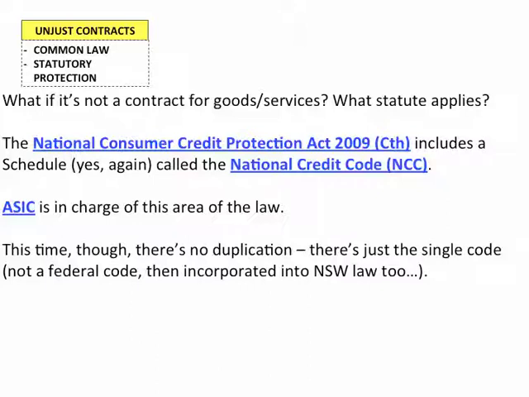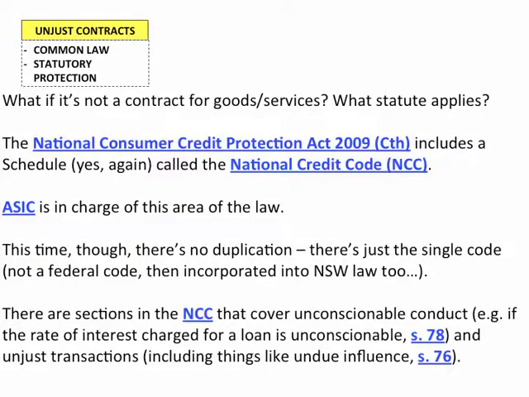So there are sections in the National Credit Code, which is a schedule of the National Consumer Credit Protection Act, that cover unconscionable conduct. So if, say, the rate of interest charged for a loan is unconscionable, then the court can change it or get rid of it or whatever. There's also things about unjust transactions as well, like undue influence, trying to get someone to sign a credit contract, like a credit card contract or something like that. These things are also covered. So we really have all our bases covered here.